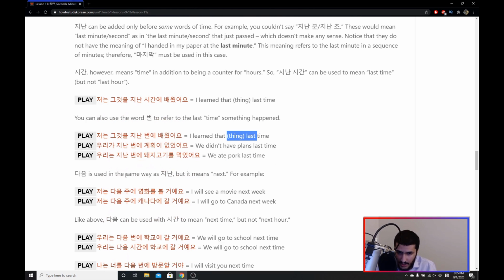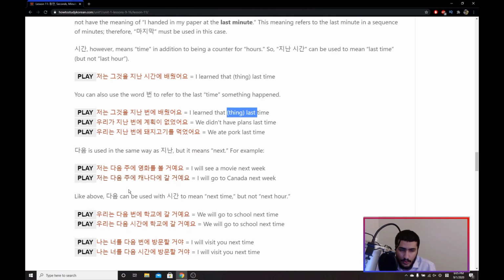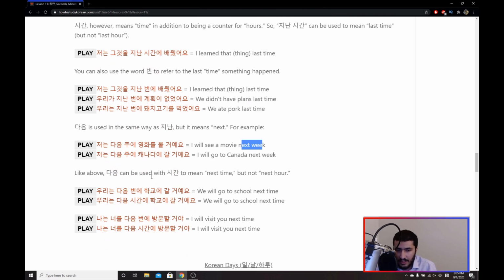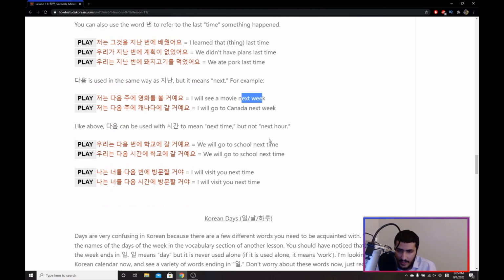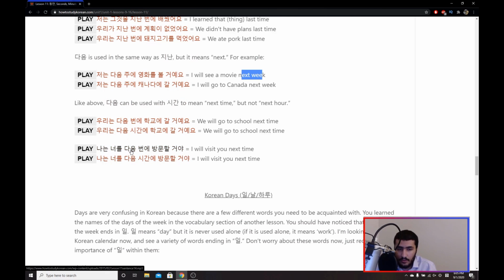다음 is used the same way 지난 is, but for next. So, 저는 다음 주에 영화를 볼 거예요. I will see a movie next week. Like above, 다음 can be used with 시간 to mean next time, but not next hour. So, 우리는 다음 시간에 학교에 갈 거예요. Next time, we'll go to school. You could also say 우리는 다음번에 학교에 갈 거예요. We will go to school next time. You can say 나는 너를 다음번에 방문할 거야. I will visit you next time.